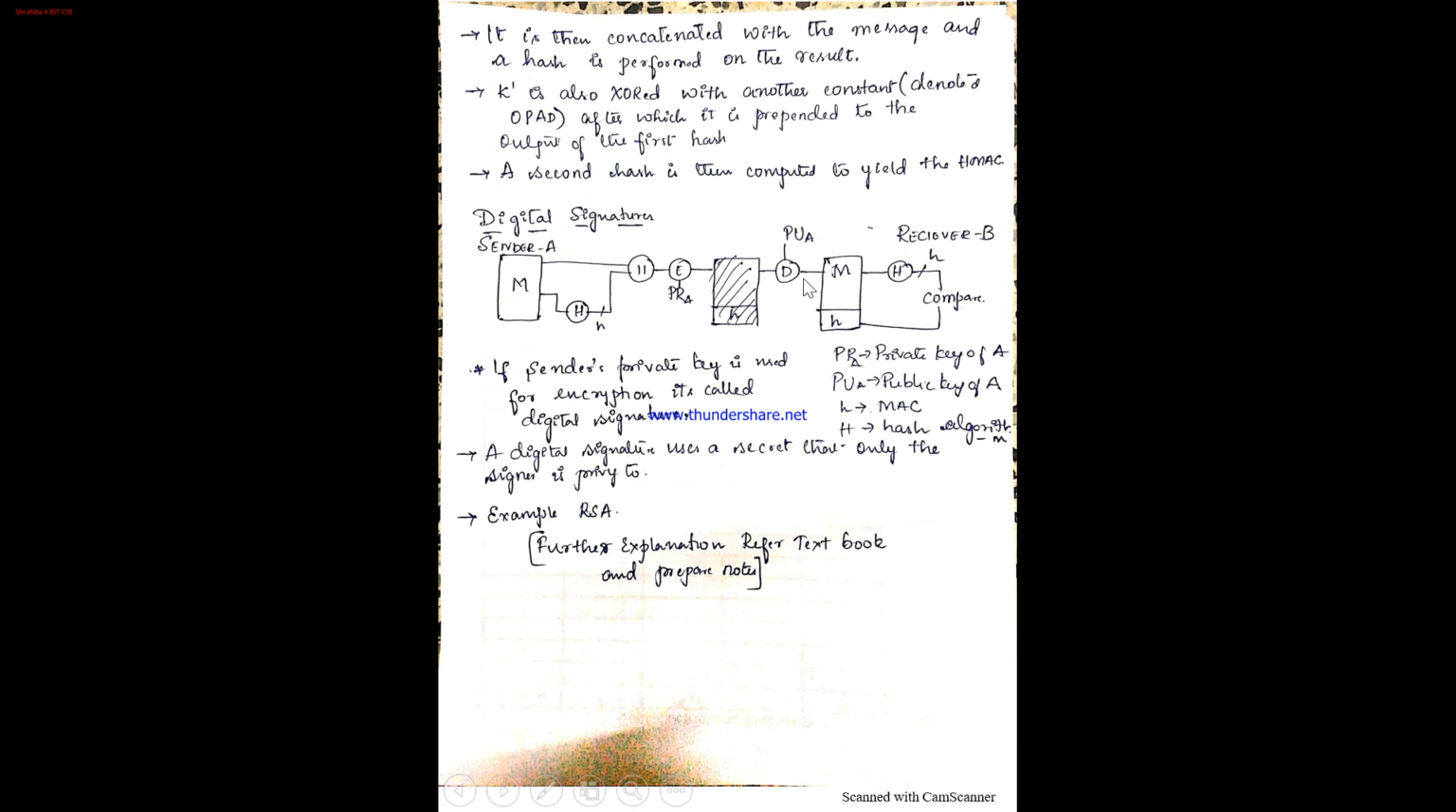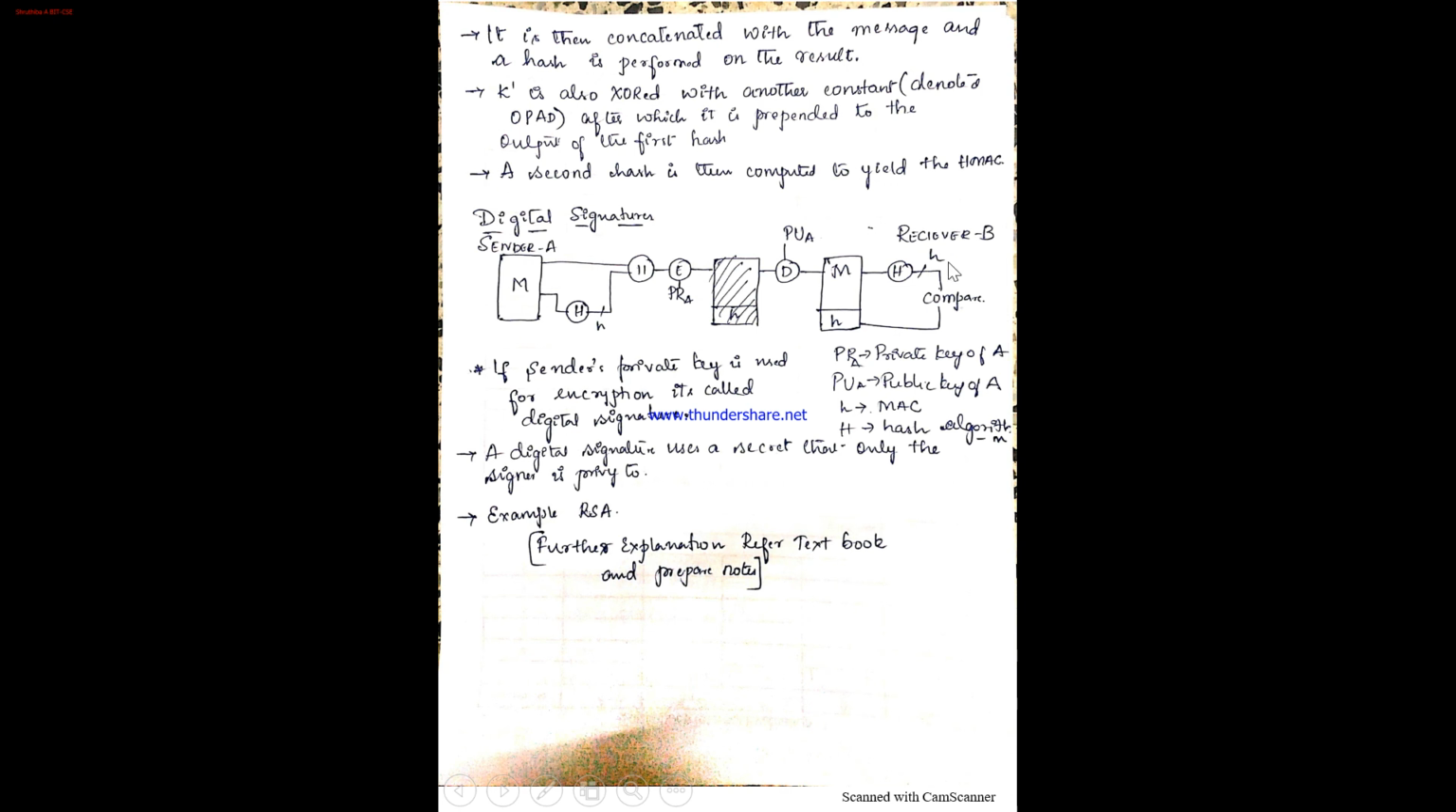So what happens on the receiver end? This message will be decrypted, and to decrypt I'll make use of the public key of A. Public key of A will anyhow be available, since it's a public key. So the receiver B will use the public key of A, decrypt it, and get back the message with the hash code.